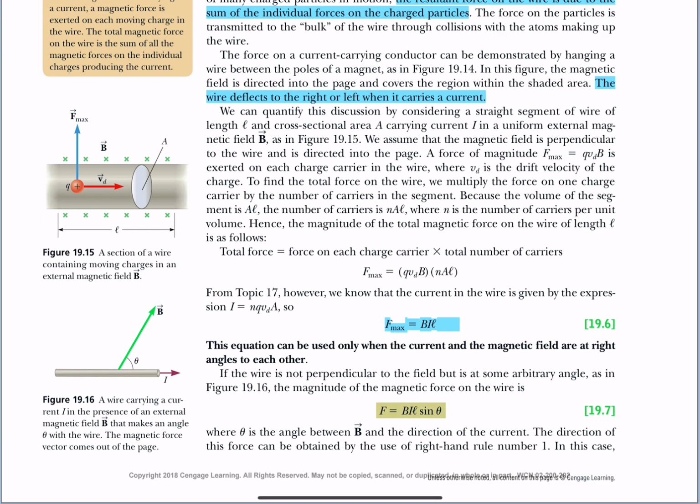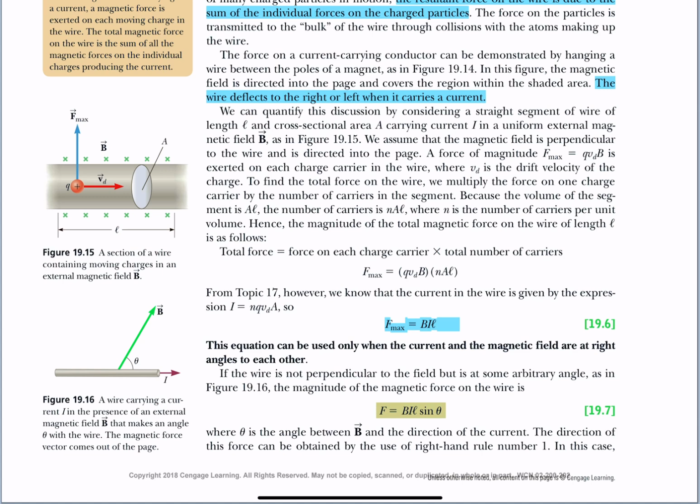Obviously, the amount of this push, of this force, will get stronger if the magnetic field is stronger. It will also become bigger if the current is greater. And the longer the wire that is in the magnetic field, the greater the force will be as well. We put these three pieces of information together, and you get equation 19.6.